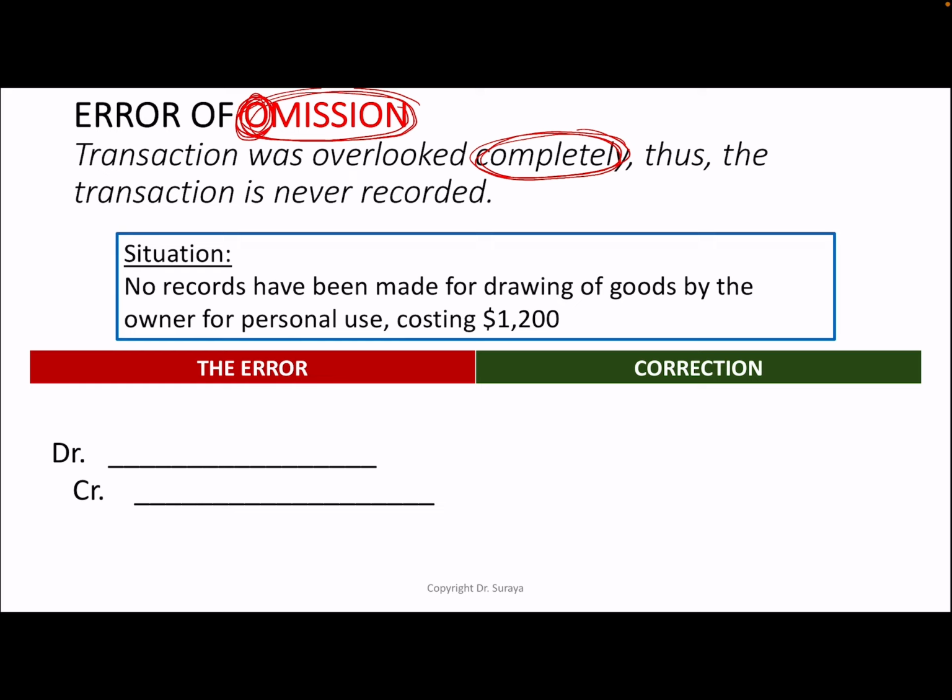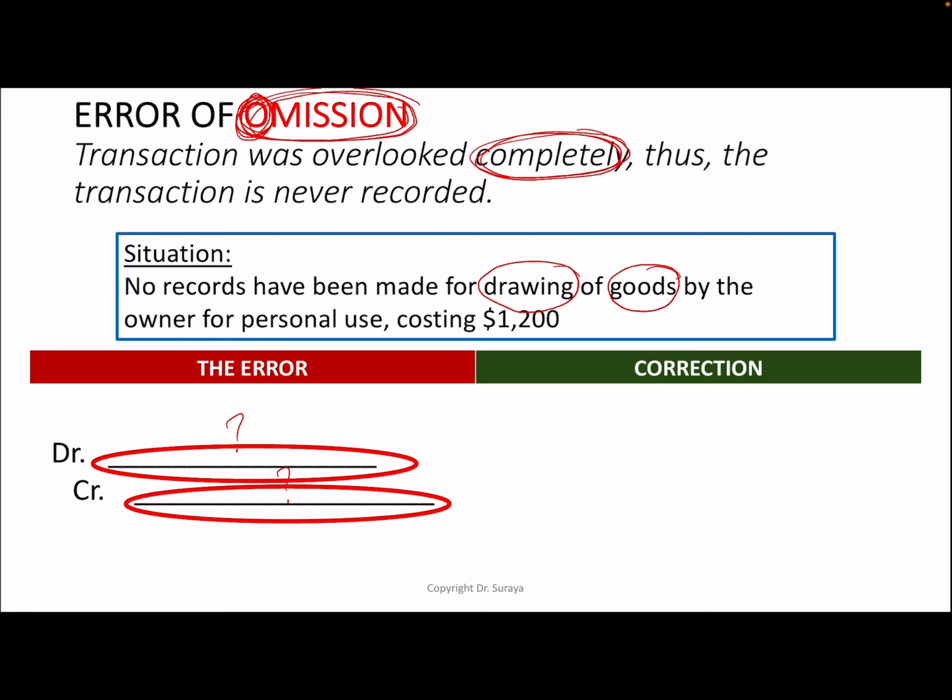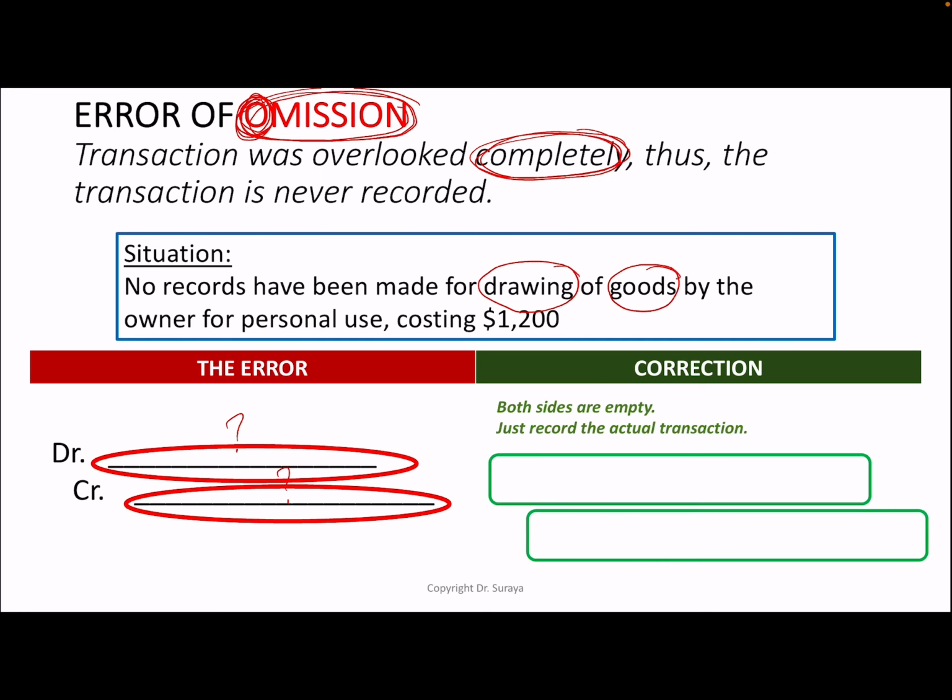It is 0. Alright, so situation: no records have been made for drawing of goods costing 1,200. So there is no record of drawing of goods. So the error is it is not recorded. There is nothing there. How do you correct them? The easiest way is just record the actual transaction. So debit will go to drawings and the purchases will be at the credit side.